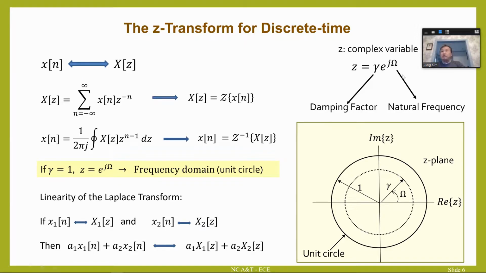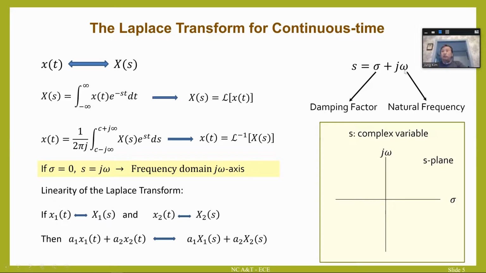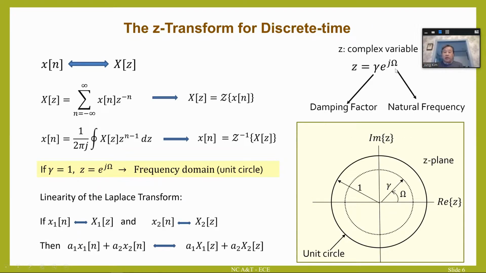As you know, this omega is a continuous omega. This omega is a discrete omega. So discrete frequency and continuous frequency are a little different, okay? Gamma represents the magnitude, which represents the damping factor, and omega is the natural frequency, in a very similar way. You have to notice that gamma is a magnitude, omega is a phase.